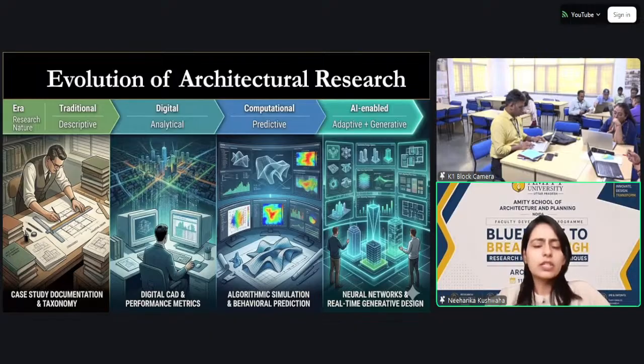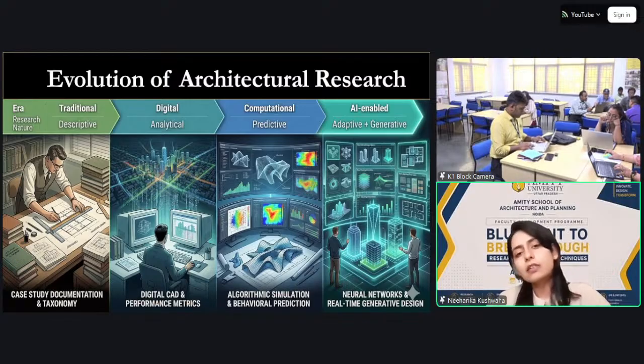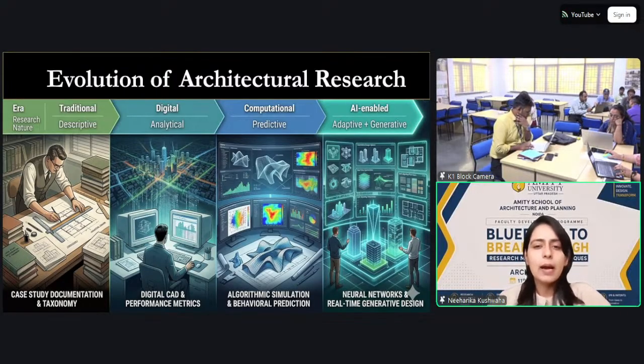So initially, when we talk about the evolution of architectural research, traditionally it has been presented always to us as a linear process, and moreover as a descriptive one. We do literature review, we do methodology analysis, then we do the conclusion, give out our final results. And that's a flow that always will be there because that's a research flow we follow. But with architecture, it differs a little bit.